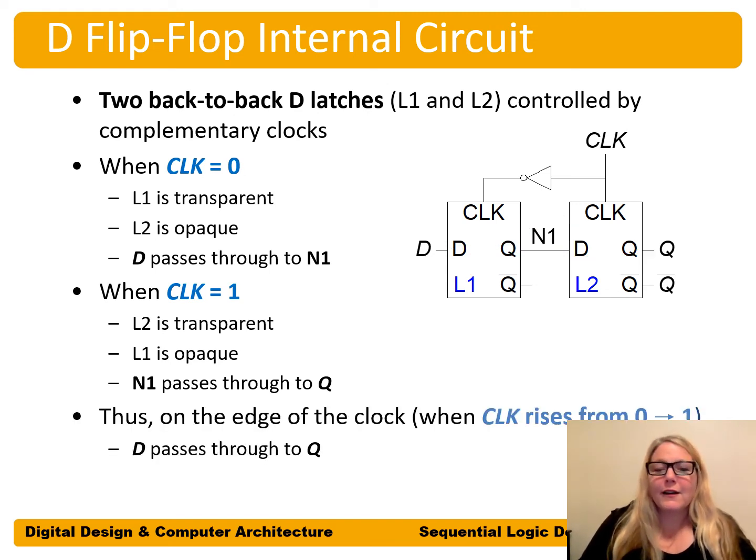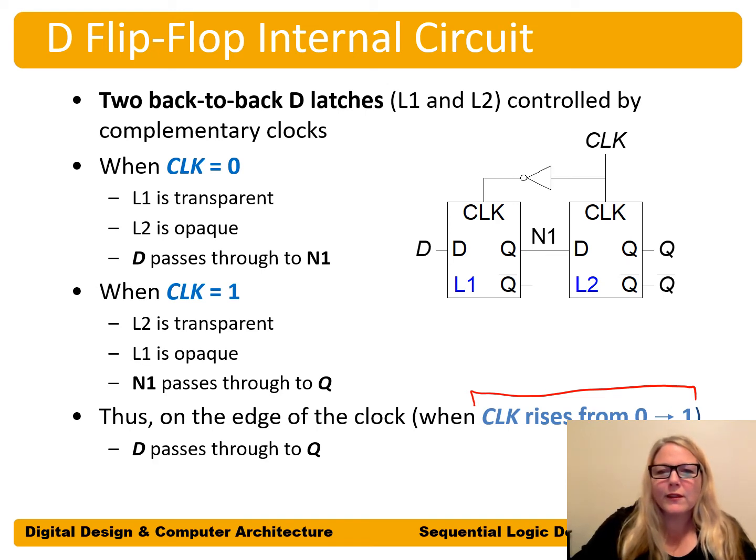So on the edge of the clock, when it rises from 0 to 1, that's what the edge of the clock is, D passes through to Q. D is sampled, right? It's really in lockstep. Right before the clock edge, when clock is 0, D passes through to the internal node, and then right after the clock rises to 1, that internal node gets passed to Q.